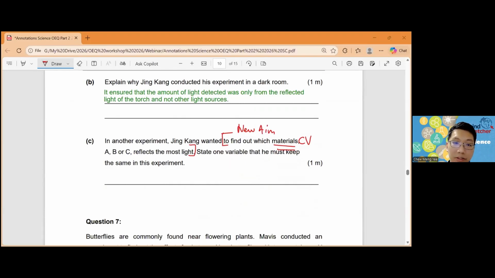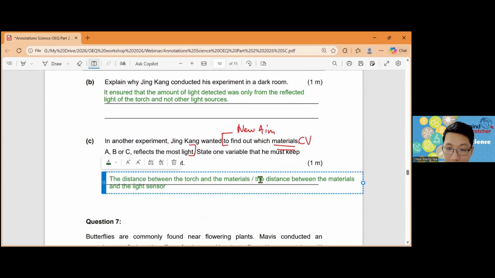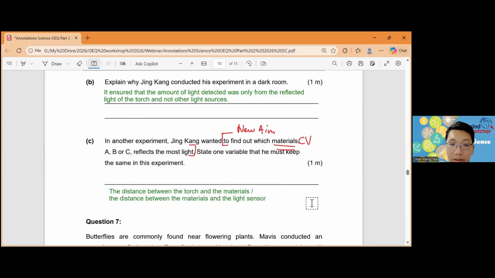Now, for distance, you can either say distance from the torch to the material, or distance from the material to the light sensor. Either one, because if you change one, it is changing the other, right? Yeah, you made the OCV the same, so it was the distance, so keep that the same now.